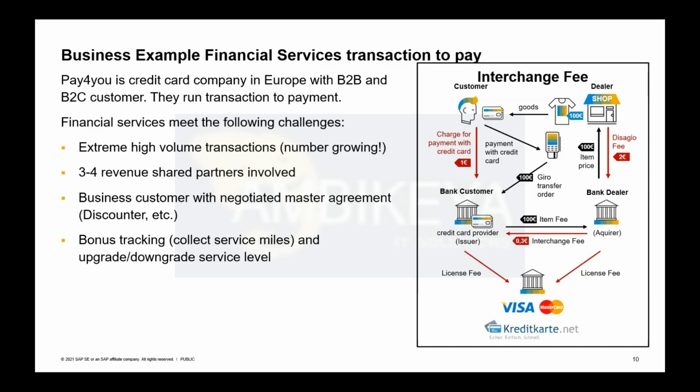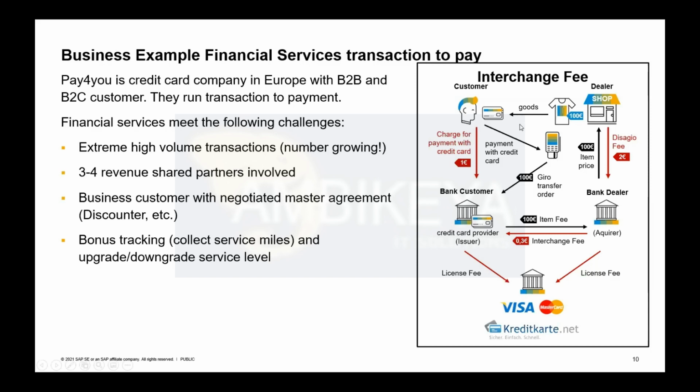The financial service has the following challenges. They have extremely high volume transactions and the number is growing. We have different parties involved. We have 3 to 4 shared partners involved. We have business customers with a negotiated master agreement. And we also have bonus tracking according to service miles and upgrades and downgrades of the service level.